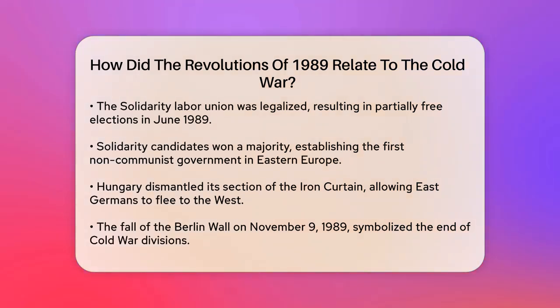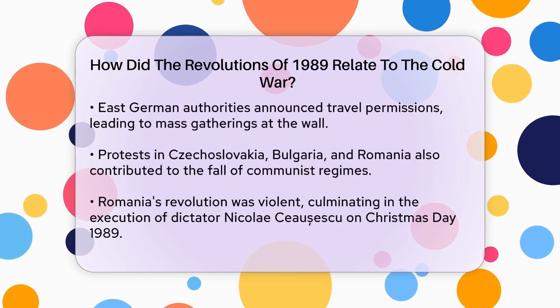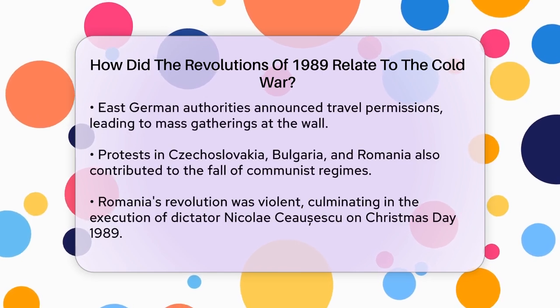One of the most iconic moments was the fall of the Berlin Wall on November 9, 1989. The wall, which had divided East and West Germany since 1961, was a symbol of the Cold War's division of Europe. When East German authorities announced that they would allow East Germans to travel to the West, thousands gathered at the wall, and border guards eventually opened the gates. The wall was literally torn down by the people, marking a symbolic end to the division of Europe.